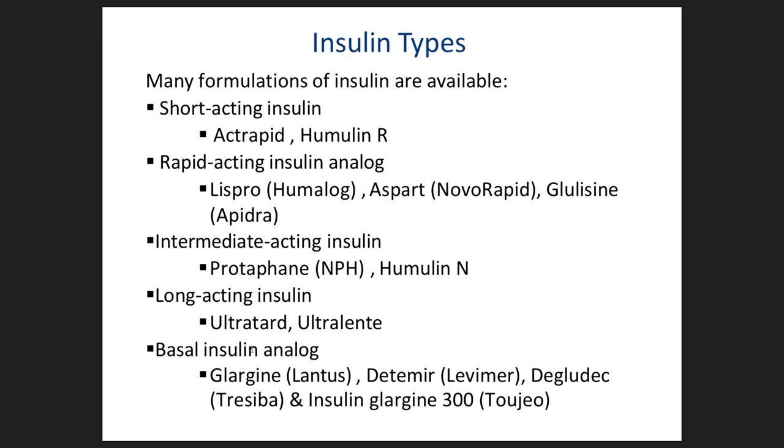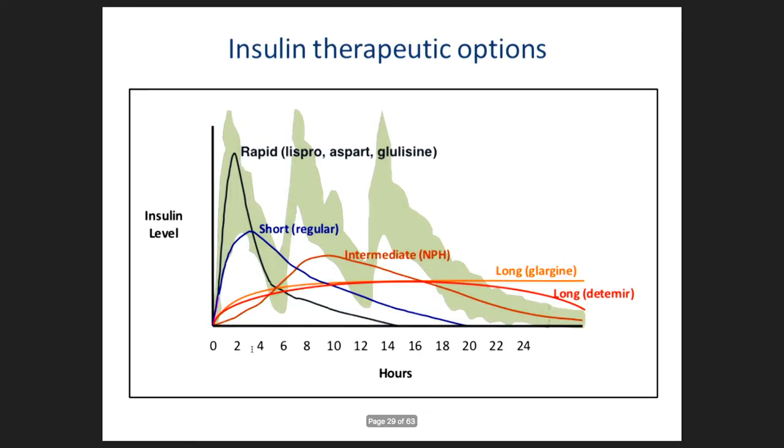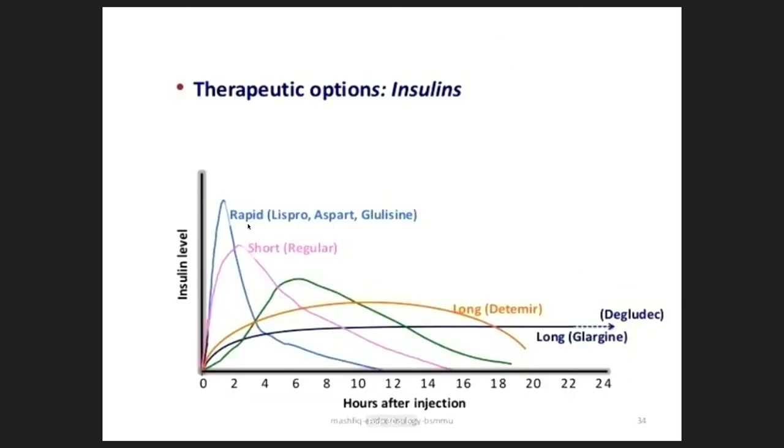The doctor should select one choice from the bolus insulin and one choice from the basal insulin. The patient should have 2 types of insulin, one for food, and basal insulin for maintaining euglycemia. If you see this slide, as I mentioned before, we have rapid-acting insulin analog or short-acting insulin.